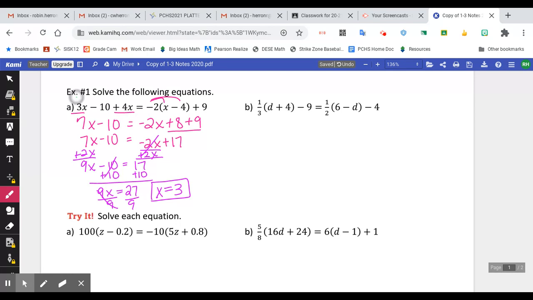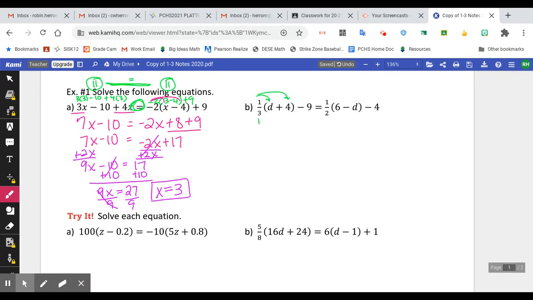So if this is 3, we would have 3 times 3 minus 10 plus 4 times 3. This side altogether, when you type it in, gives you 11. Then you have to do the same thing on this side. So -2 times 3 minus 4 plus 9. Typing it in also gives you 11, and that's what you want. These two answers need to be equal to each other because the sides are equal to each other. Okay? Then let's jump ahead to the next one.